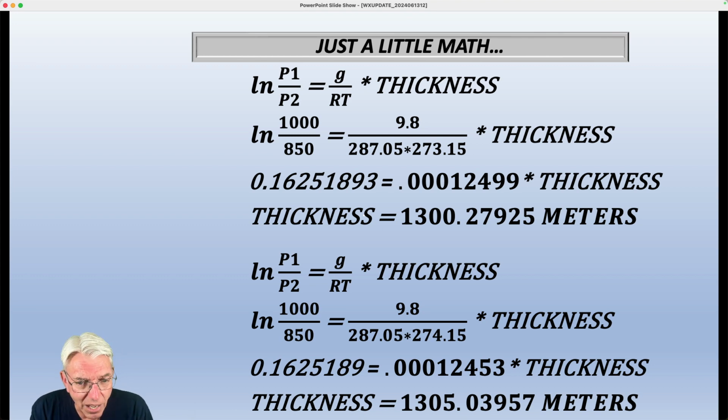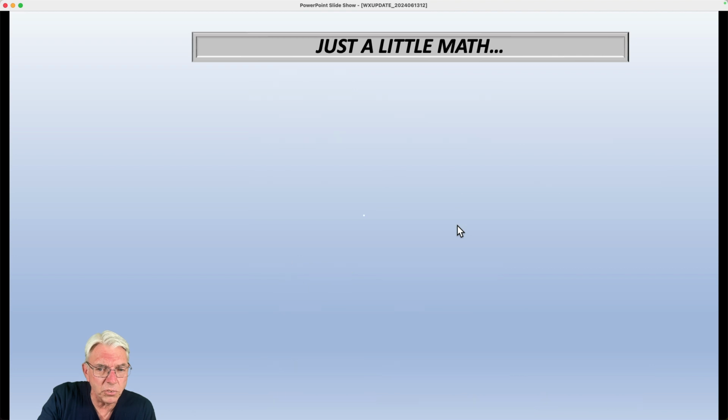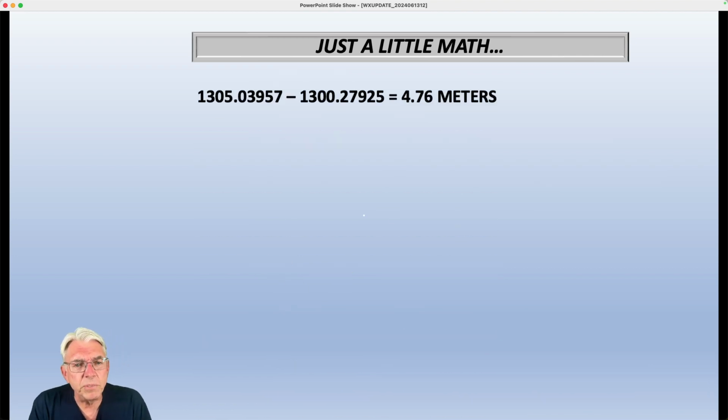So when you do that calculation, the thickness turns out to be 1,305.03957. So it's 1 degree warmer, and the thickness is larger, 1,305 versus 1,300. Okay, you with me so far? Okay, so if you subtract those two numbers, you get 4.76 meters. So that means that if you increase the thickness by 4.76 meters, that's going to correspond to an increase of 1 degree Kelvin, which is also the same amount or the same temperature increase as 1 degree Celsius.